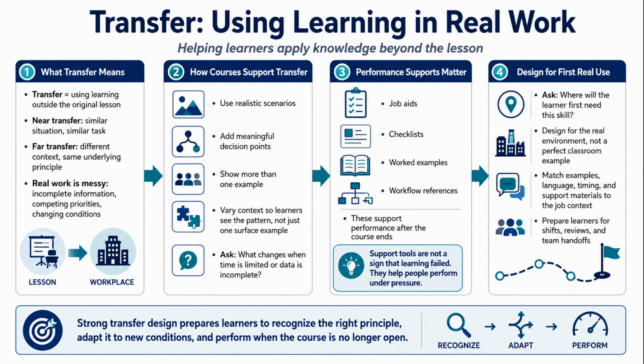Courses support transfer when they include realistic scenarios, meaningful decision points, and context variation. Instead of showing only one perfect example, the learning experience can show several versions of the problem. What changes when the data is incomplete? What changes when time is limited? What signal tells the learner which method to use? Variation helps learners recognize the underlying pattern rather than memorizing the surface details of a single exercise.